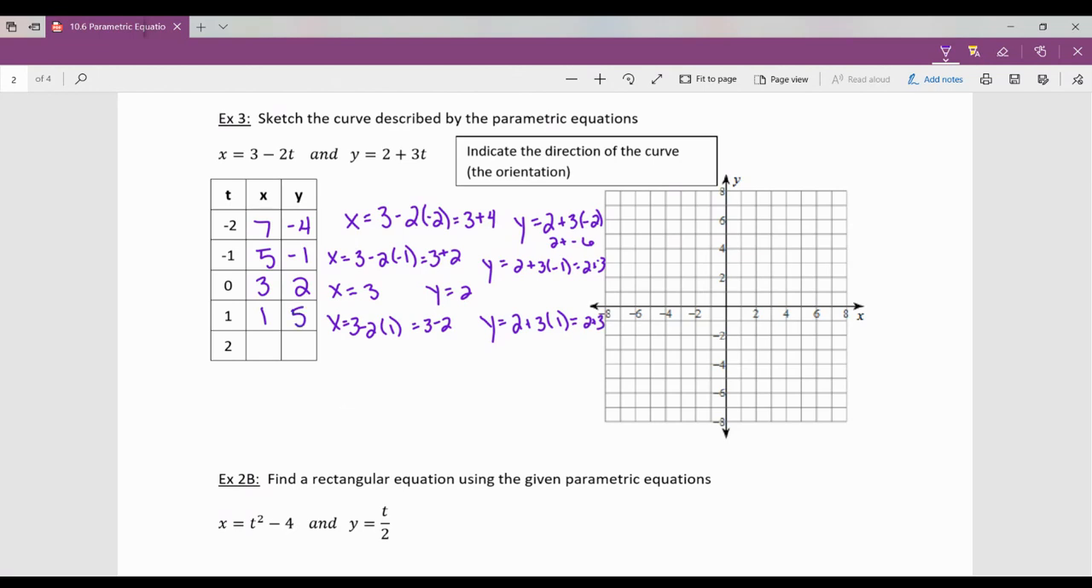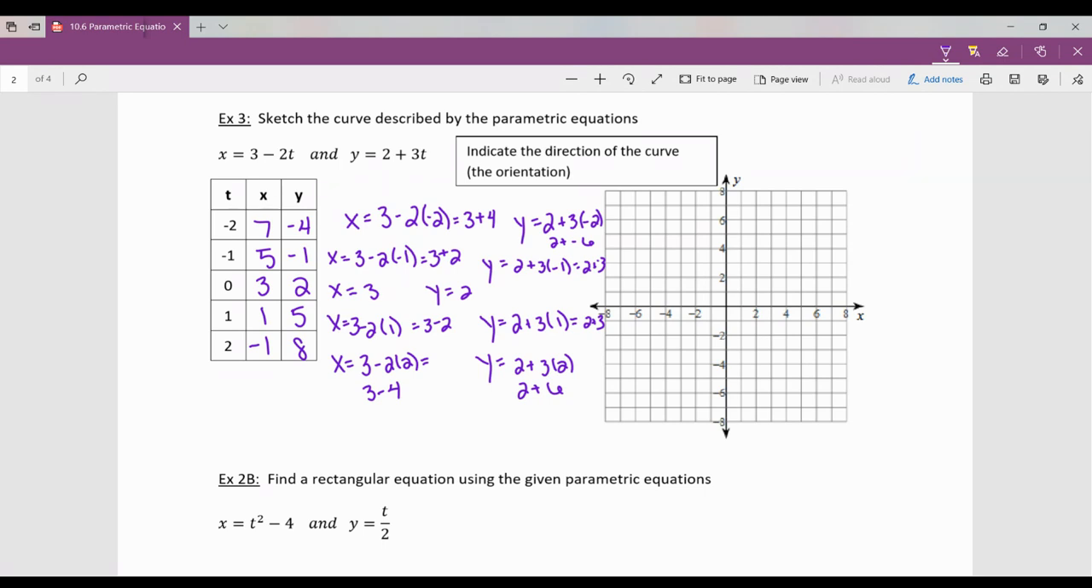5. And then my next and final point that I have to find is x equals 3 minus 2 times 2. So we've got 3 minus 4 is -1. And then my y is equal to 2 plus 3 times 2. So we've got 2 plus 6, 8. All right, so we're going to go ahead and plot those points.